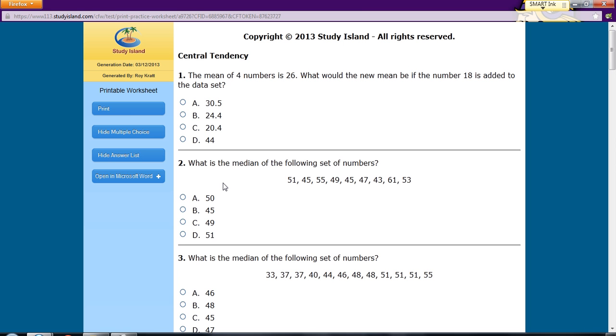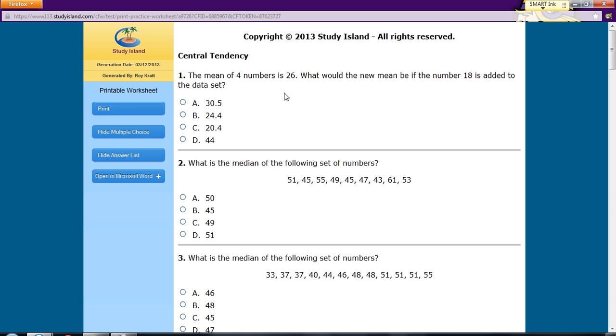All right, if we're talking about how to find the mean, what we need to do is add up an entire set of numbers and divide by how many numbers we actually have. So in order to do this, I created a study worksheet, and we'll actually be taking a look at some problems here. So number one, it says the mean of four numbers is 26.